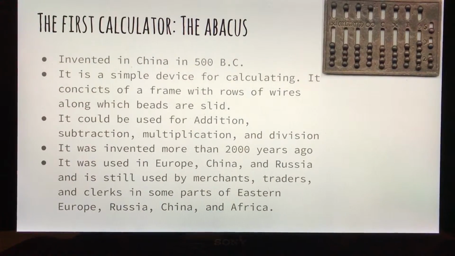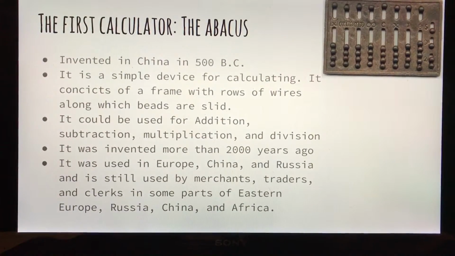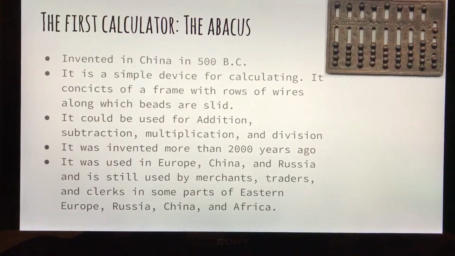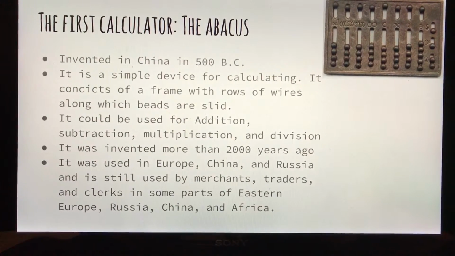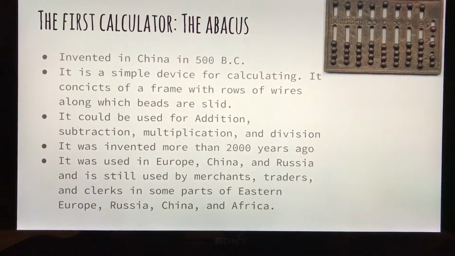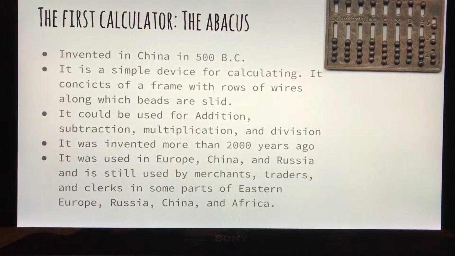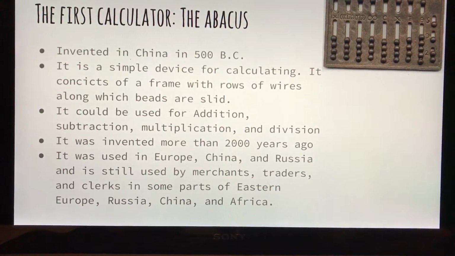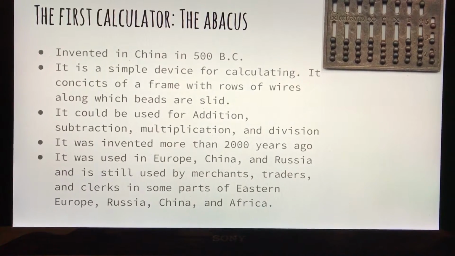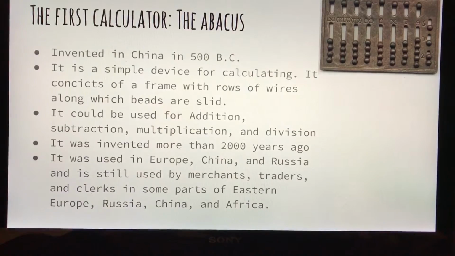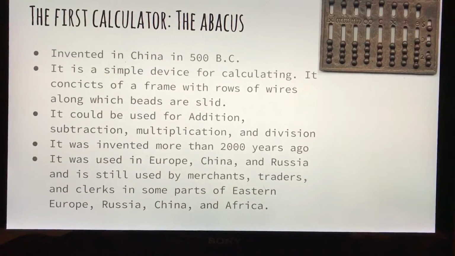The first calculator that was ever created was called the abacus. It was invented in China in 500 BC. It is a simple device for calculating. It consists of a frame with rows of wires along which beads are slid on. It could be used for addition, subtraction, multiplication, and division. It was invented more than 2,000 years ago. It was first used in Europe, China, and Russia, and is still used by merchants, traders, and clerks in some parts of Eastern Europe, Russia, China, and Africa.